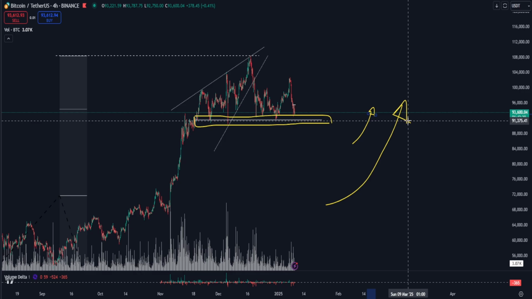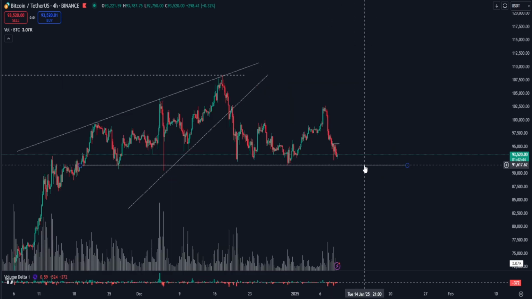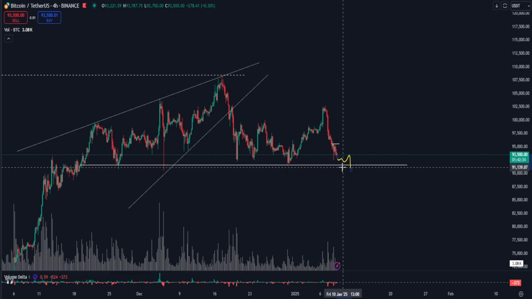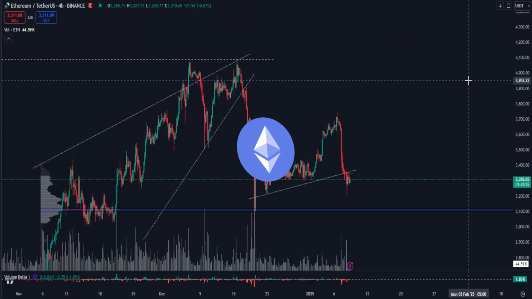What should we focus on for Bitcoin? We need to pay attention to this level, $91,600. But why do we expect Bitcoin's price, along with other assets, to continue falling a bit more? In fact, it might even create a false breakout below this level in Bitcoin. Now, let's move on to Ethereum.